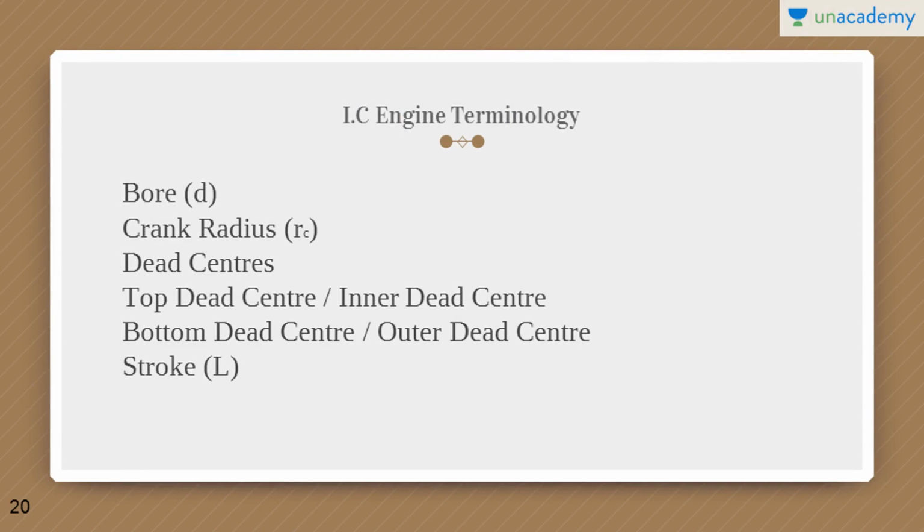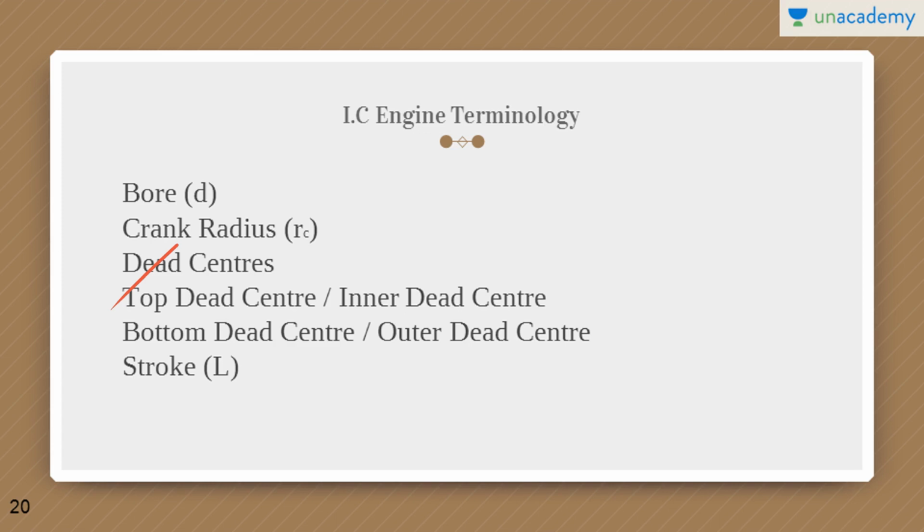Let's move on to the IC engine terminology. These are some of the fundamental definitions. Bore is nothing but the inside diameter of the cylinder. The crank radius is nothing but the linear distance between the shaft center and the crank pin center. Then there is something called dead center. There are two positions of the crankshaft where the crank and connecting rod are in line. It is differentiated into top dead center or inner dead center, which is the extreme position of the piston towards the cover end of the cylinder, whereas bottom dead center or outer dead center is the extreme position of the piston towards the crank end side of the cylinder.